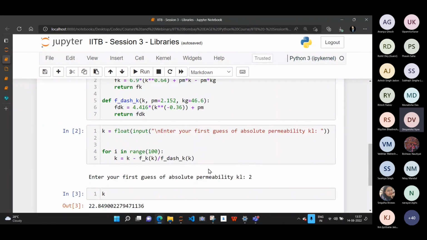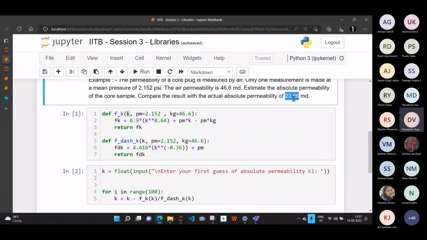We started at an initial guess of liquid permeability to be 2 millidarcies. Absolutely horrendous assumption. Terrible. It tells us that I have no clue about what my reservoir was, but math helped me in this case. My understanding of Newton-Raphson's method helped me in this case.